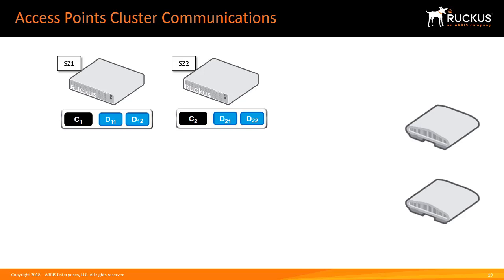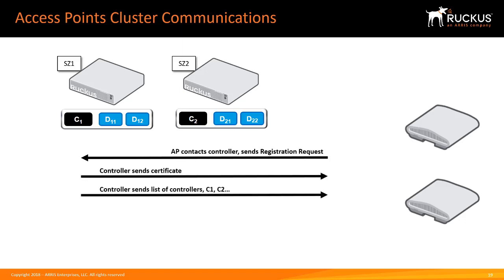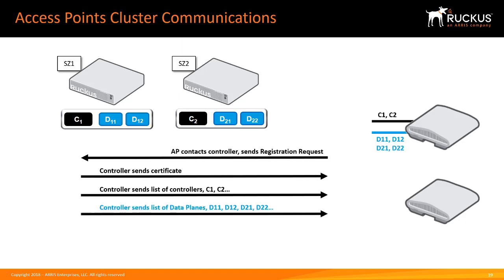First of all, the access point contacts the controller over the control plane using the IP address supplied by the admin and sends the registration request. The controller sends the SSH certificate and the controller list. This is the IP addresses of the control planes available in the cluster. And note, for this first access point, the addresses are in order, C1 and C2 pointing to the control plane addresses. The controller also then sends the data plane addresses, and again these are sent in a specific order.